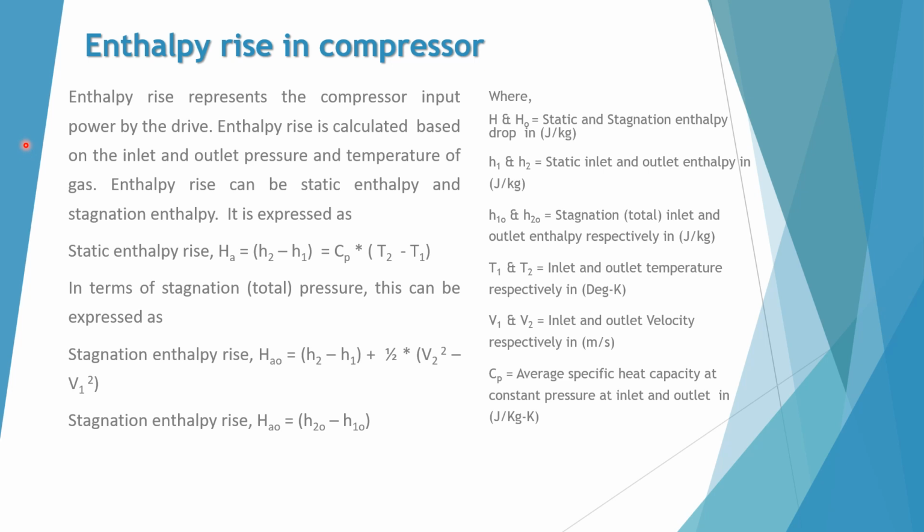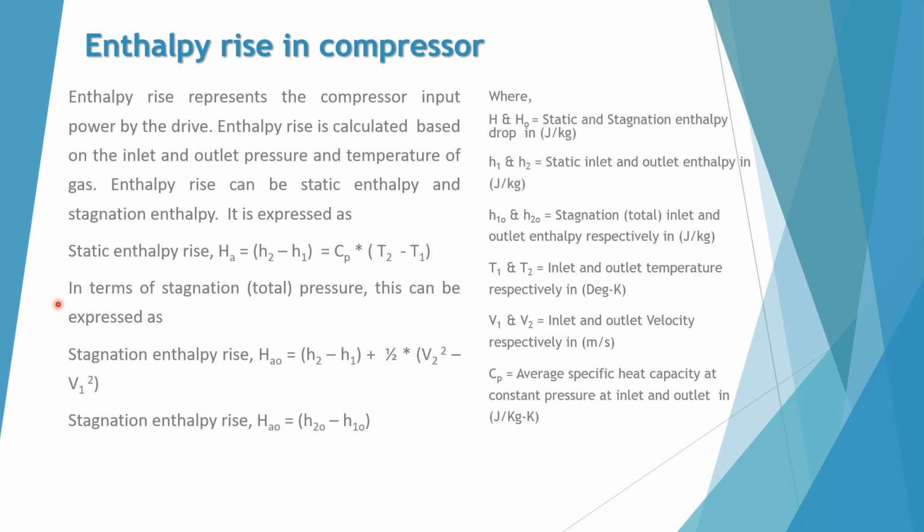Enthalpy rise in the compressor represents the input power by the driver. Enthalpy rise is calculated based on the inlet and outlet process pressure and temperature of the gas. Enthalpy rise can be static enthalpy or stagnation enthalpy. It is expressed as static enthalpy rise HA, which is equal to H2 minus H1, or Cp into (T2 minus T1). In terms of stagnation properties, it can be expressed as stagnation enthalpy rise.